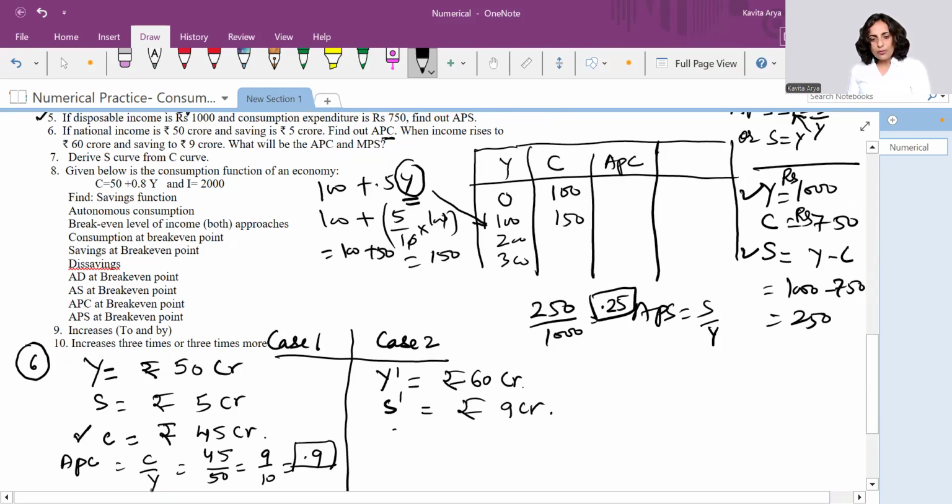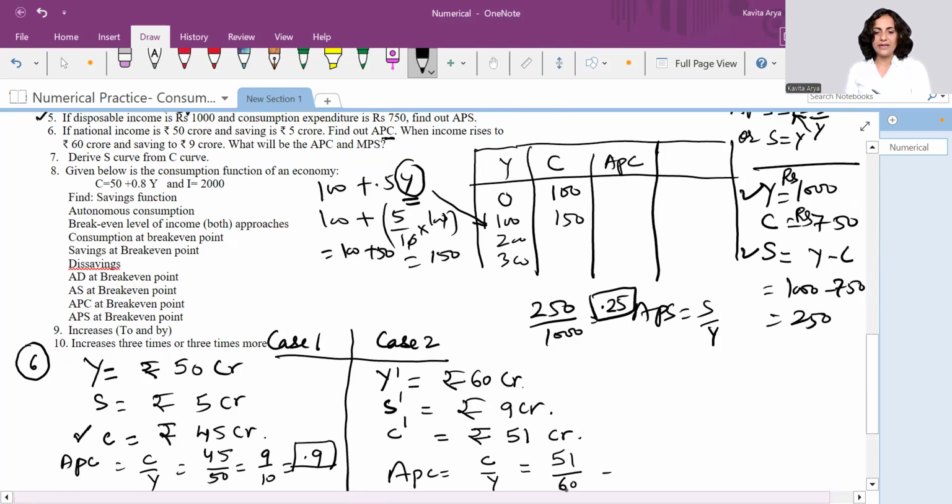So I would do the C dash part. What is the consumption here? In this case, consumption is 51 crores. Now, what would be APC? APC is my consumption with respect to income, and consumption is 51 and income is 60, and whatever the value is, is my answer. But what about this concept? What is MPS? Remember, M means marginal, and marginal talks about the change over a period of time.